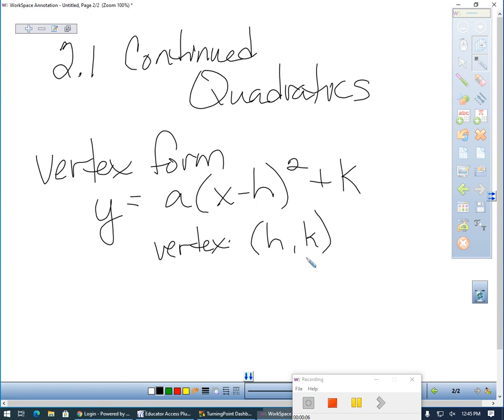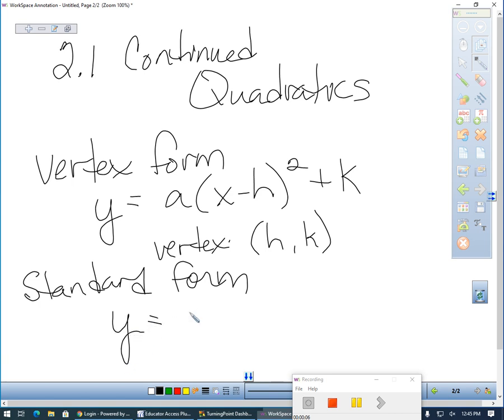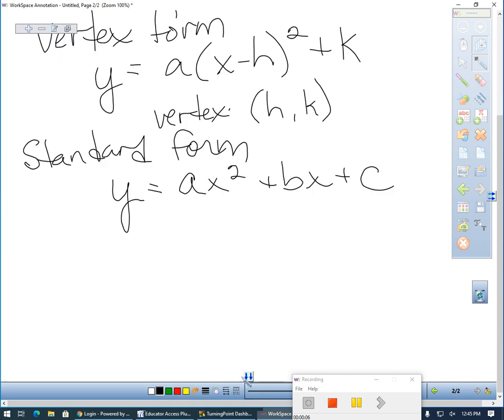That's the one we could translate, right, left, up, down, stretch, compress, flip. We all did it from this form. We also have standard form, which we like to solve things from because it was in the form y equals ax squared plus bx plus c. Do both of those sound familiar? Good. That's a good positive starting point.